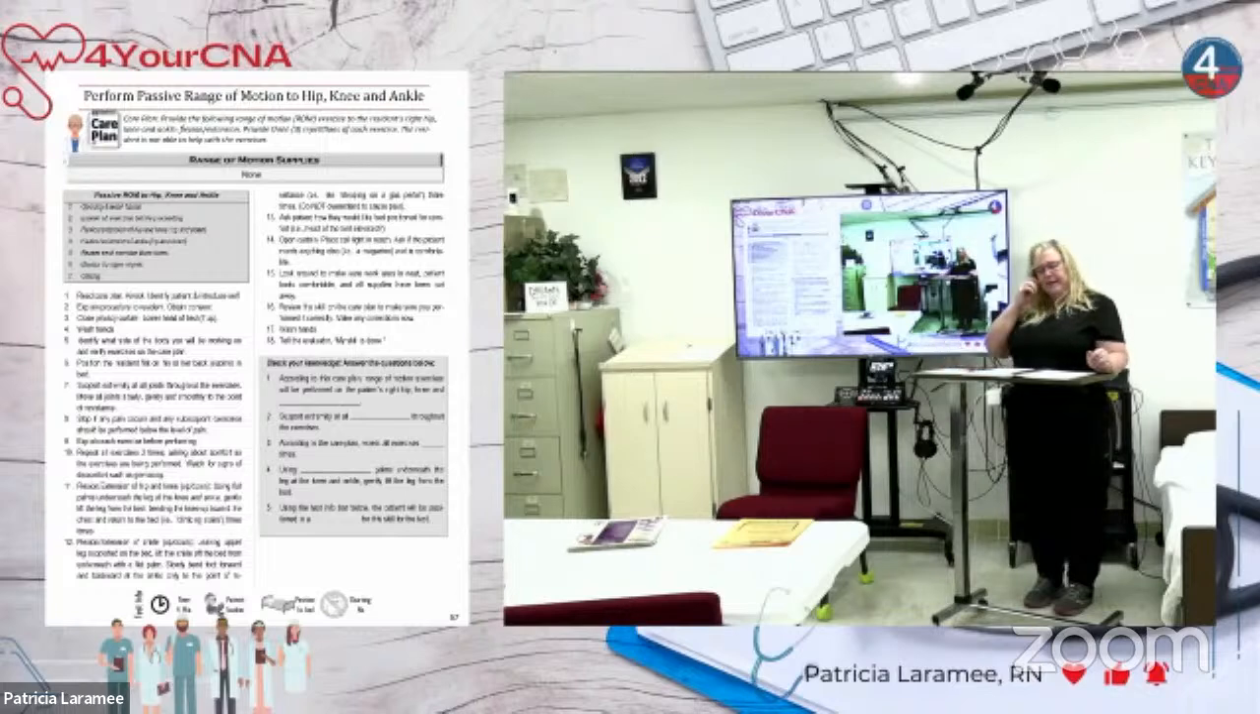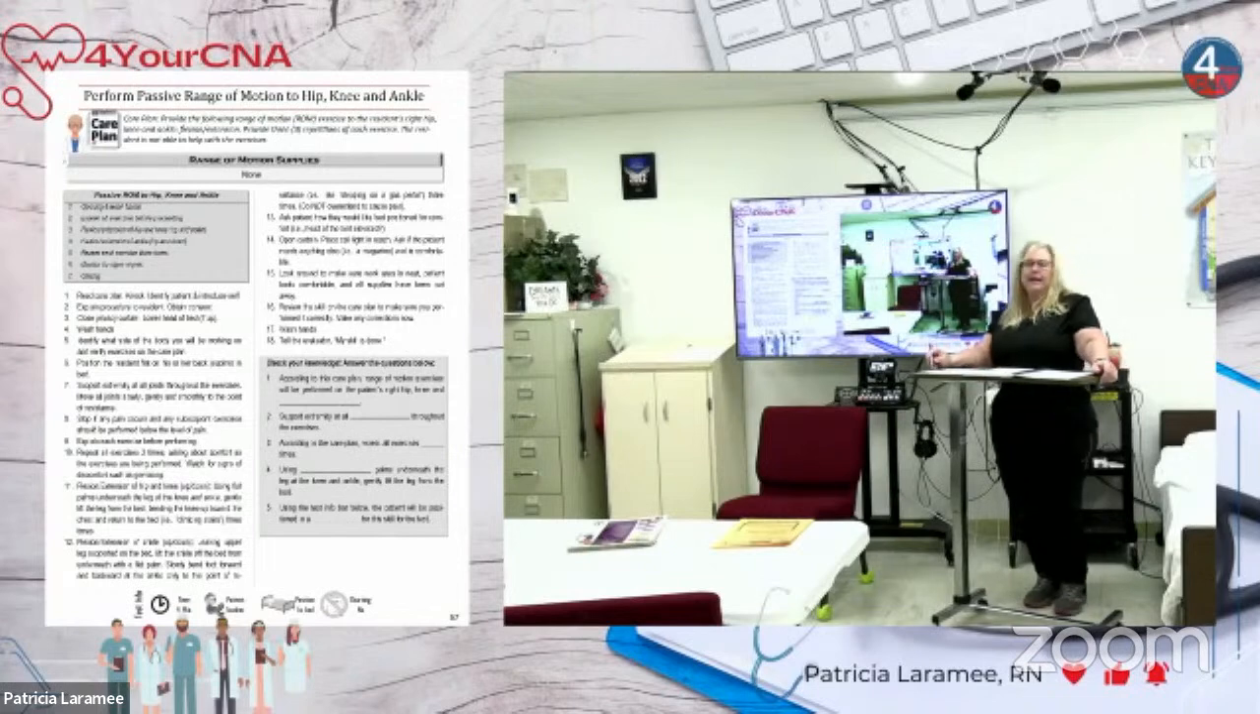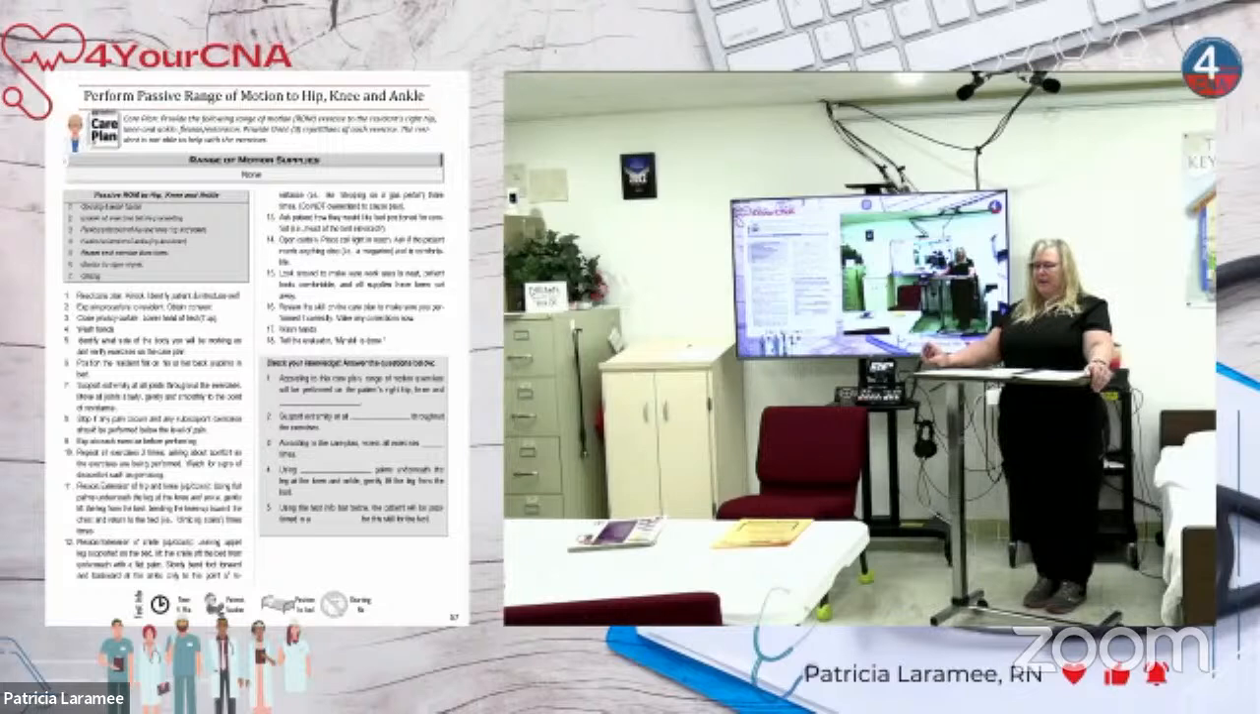So our first skill for today is to perform passive range of motion to a hip, knee, and ankle. How do we know what to do with each patient? Care plan. So this care plan says provide the following range of motion exercise to the resident's right hip, knee, and ankle. Well, can we do the left too while we're there? Because we follow the whole and nothing but the care plan, right?